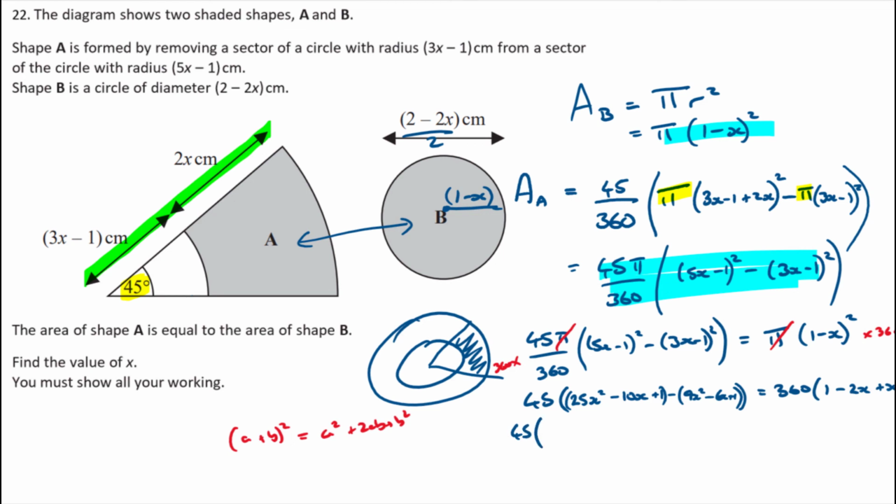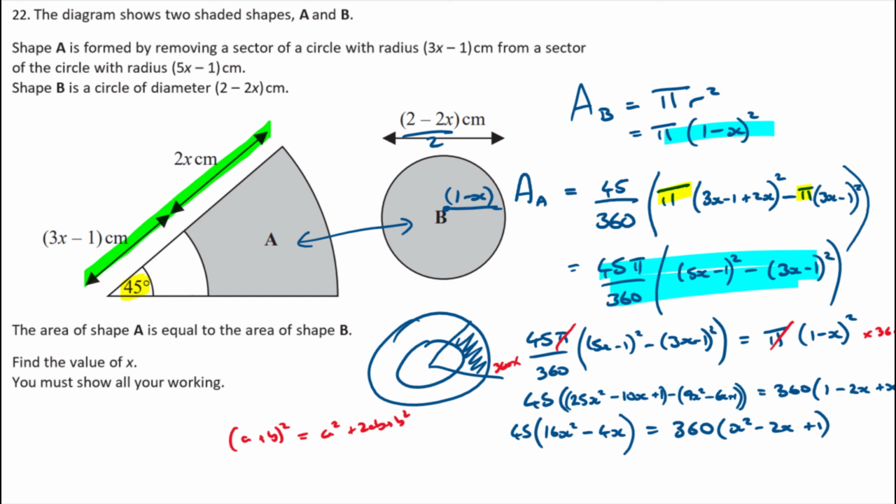So then that is equal to 45 lots of, let's collect like terms now. I've got 25x squared minus 9x squared. That is 16x squared. Minus 10x minus 6x, so that's minus 4x. And then 1 minus 1, well, that at least disappears. So that leaves me with that. And then that is equal to 360 lots of, well, just what I had before. I'm just going to turn it around there: x squared minus 2x plus 1.